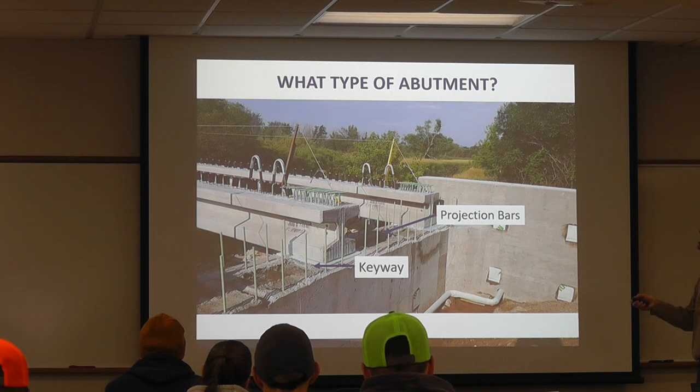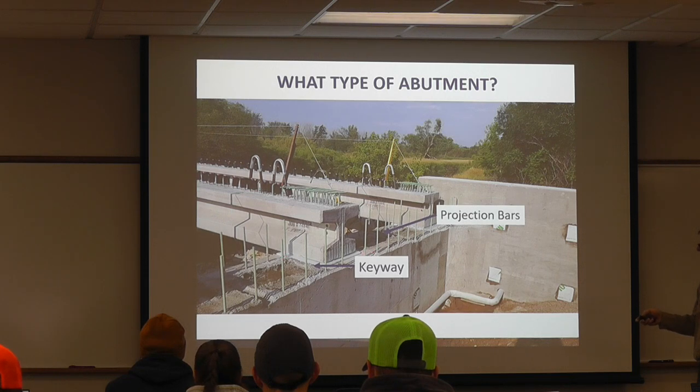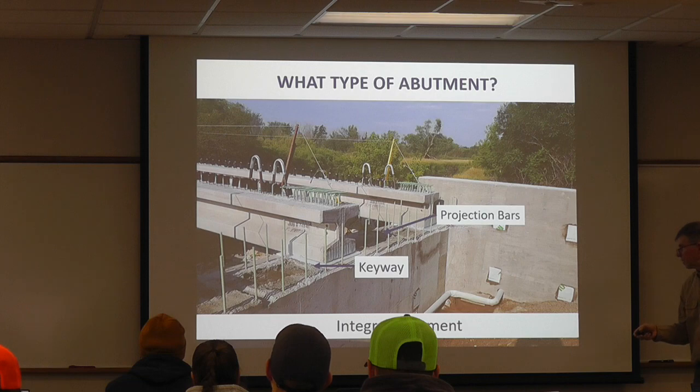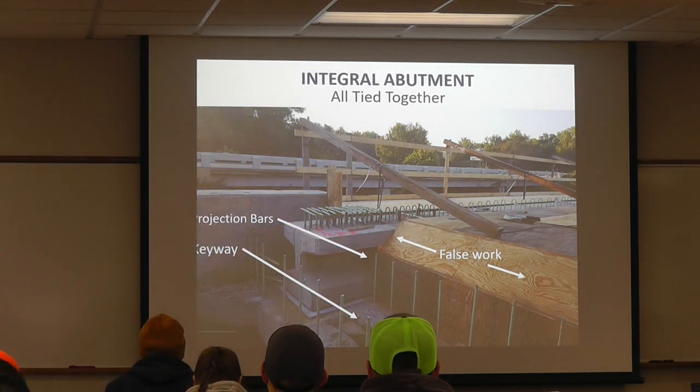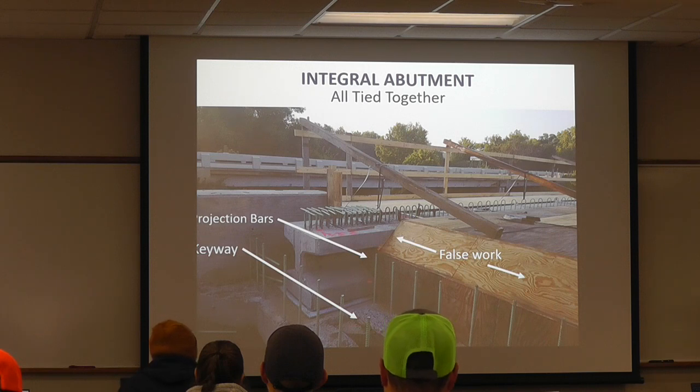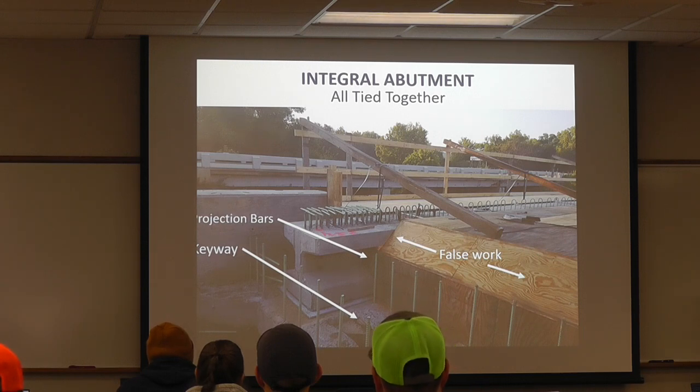So there's a lot of bars that are tying back here. We really don't see any vertical faces with polystyrene in here. So that's going to be an integral abutment. Integral abutment, everything gets tied together. So here again, there's bars coming out of that bottom stem pour. We're ready to form around and get rebar all the way around for a diaphragm, all those kind of things.